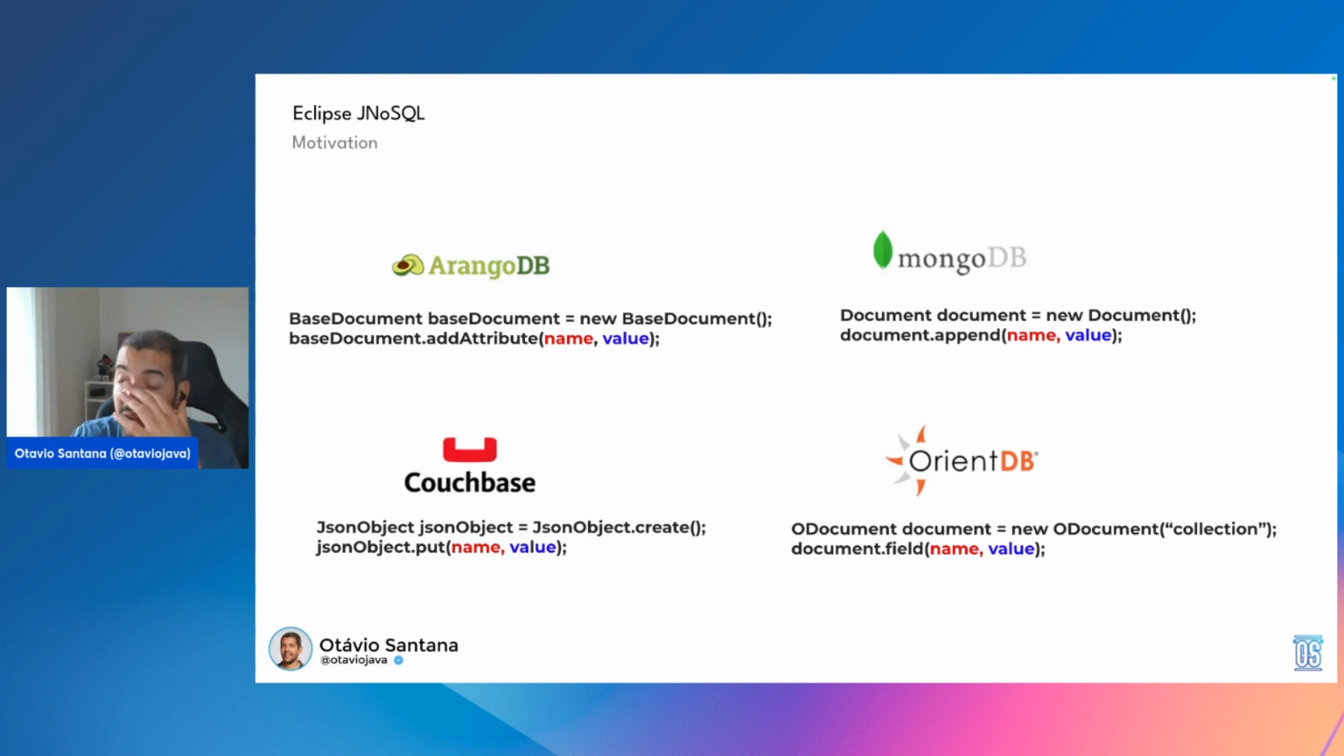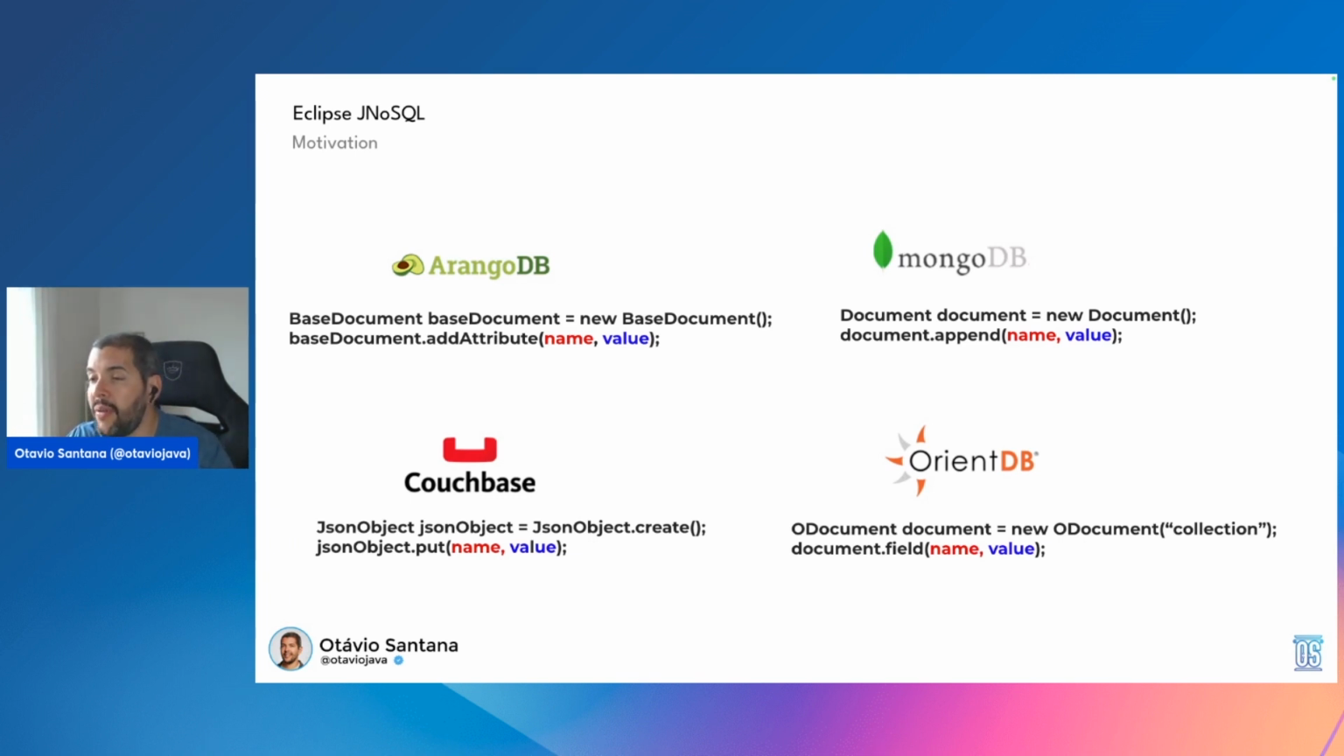So name value is the piece of information that we call a document. And we're working to append that information. So the name value, name value, name value, name value, with different classes, different names, different method names, but the same goal. And that's why we do have Jakarta NoSQL. The main goal of Jakarta NoSQL is to create standards for this universe of NoSQL databases.